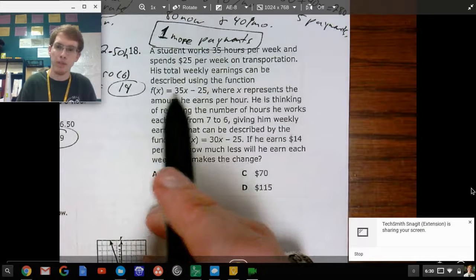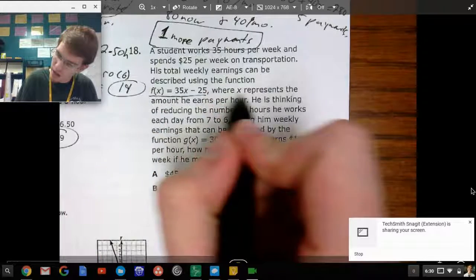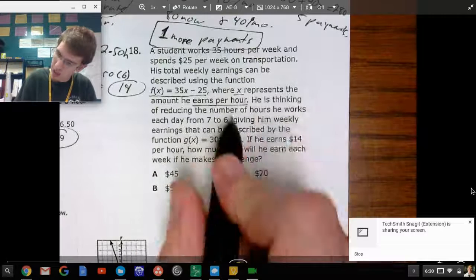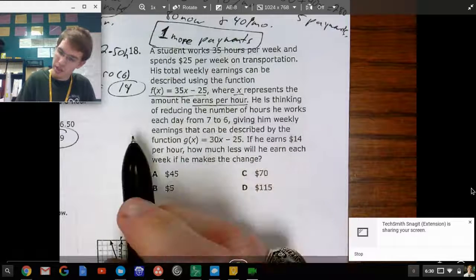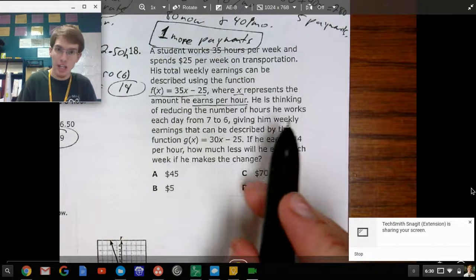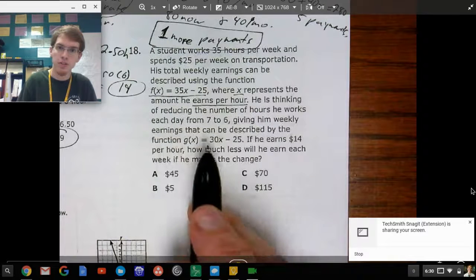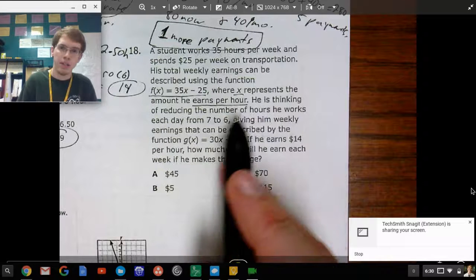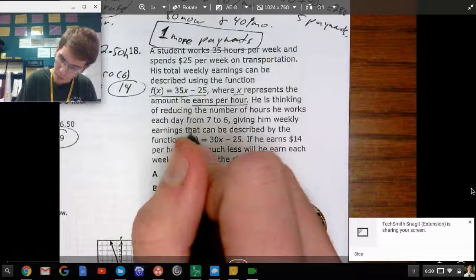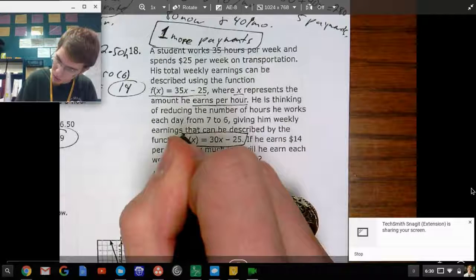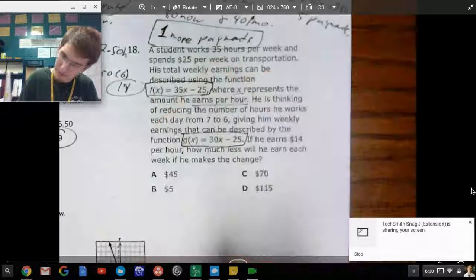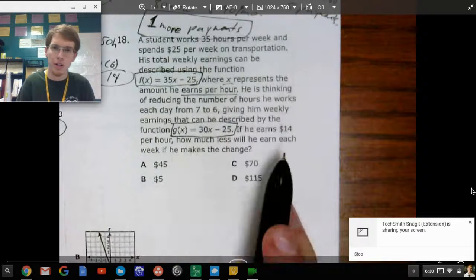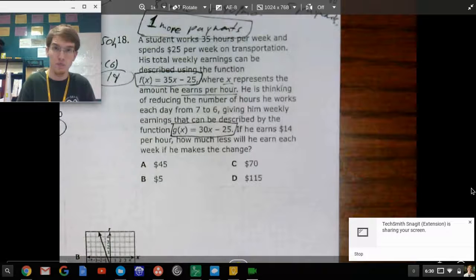Okay, so we have this function right here where x represents the amount he earns per hour. X is the amount per hour. He's thinking of reducing the number of hours he works each day from 7 to 6, giving him weekly earnings that can be described by the function g of x equals 30x minus 25. Okay, now, is any of this stuff in here really necessary? Because they told us what we're using now. So really, we're comparing these two right here. If he earns $14 per hour, how much less will he earn each week if he makes the change?